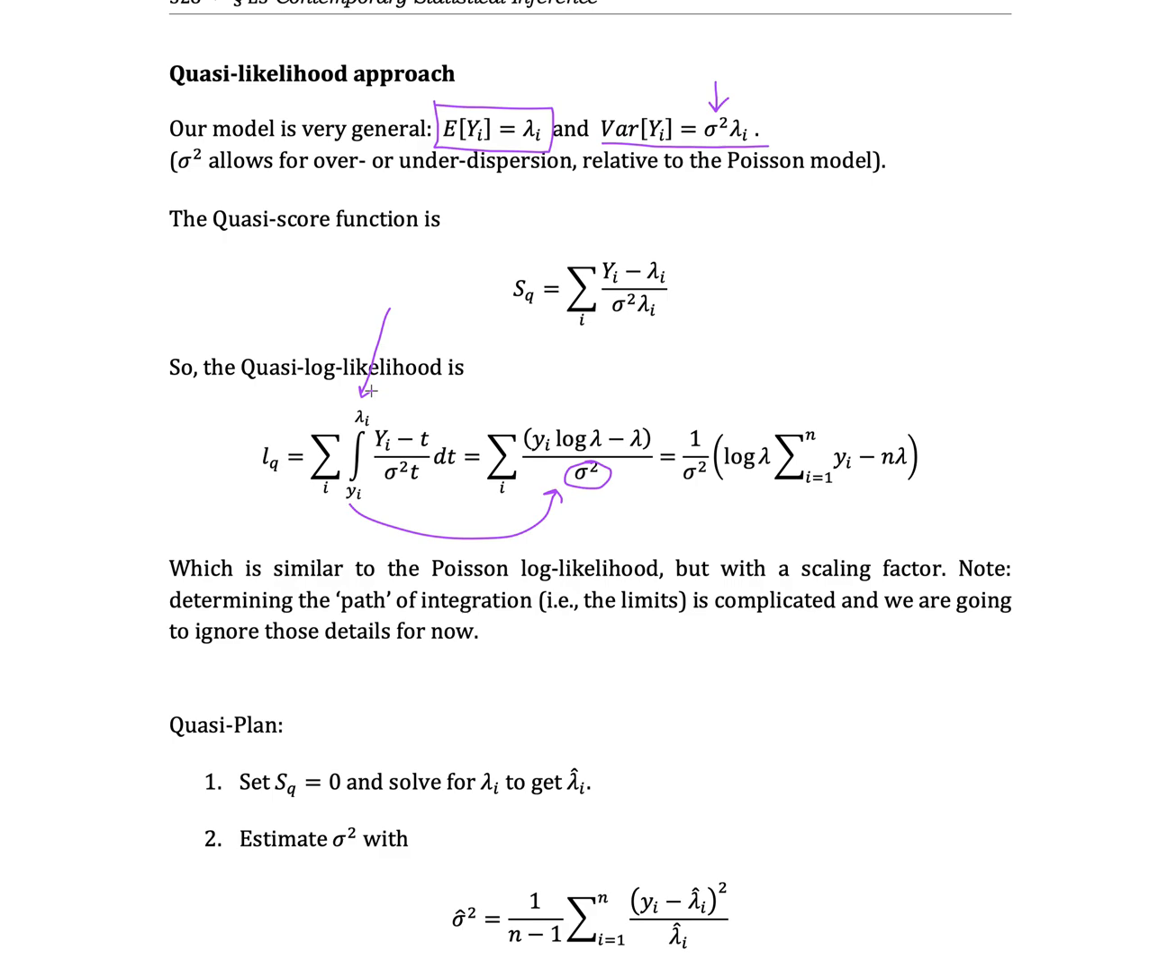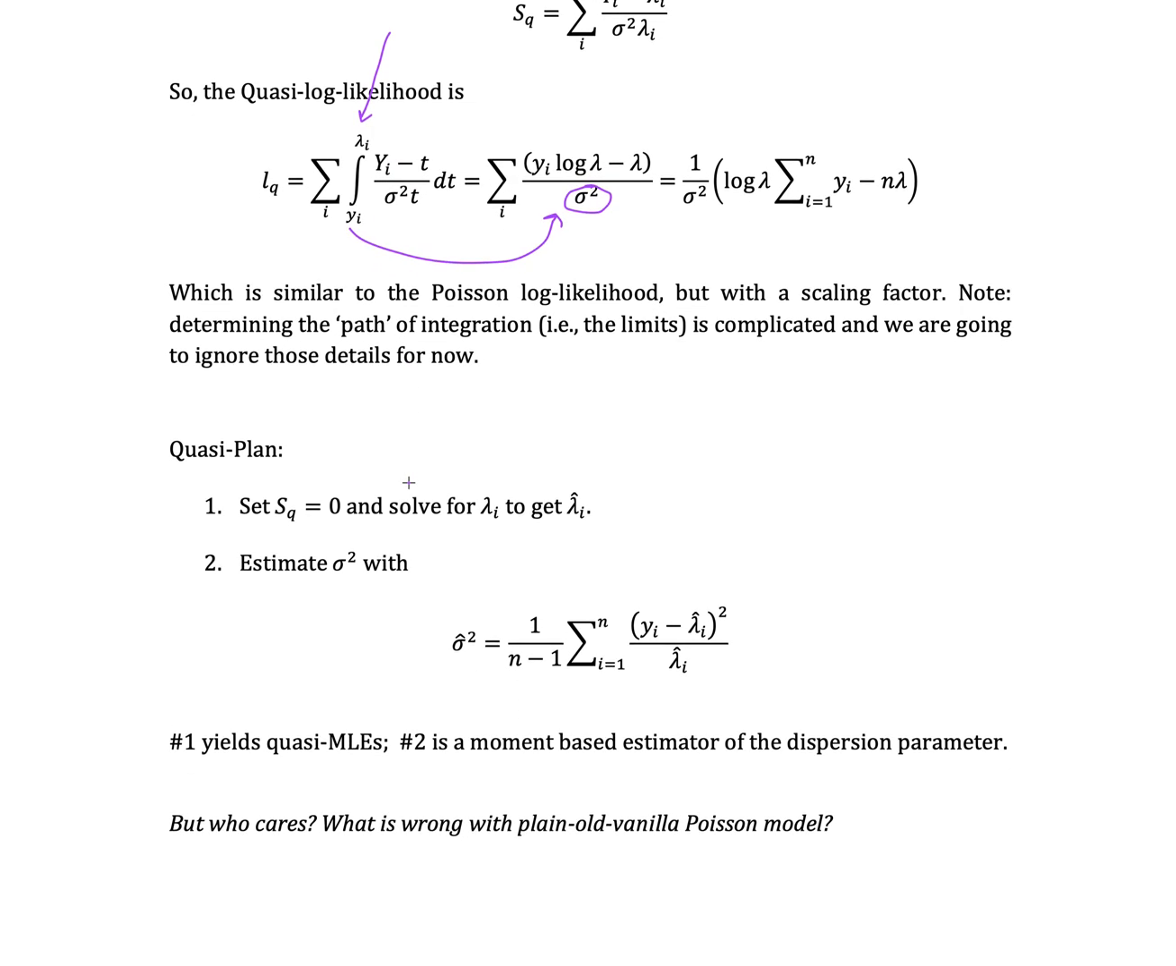And so people use quasi-likelihood for some specific cases. We're not going to talk about how you determine the path of integration and things like this. We're going to ignore those details and just assume we know them. So here's the plan, or the quasi-plan. Do you get it? Yeah, I hope so. I can hear you groaning.